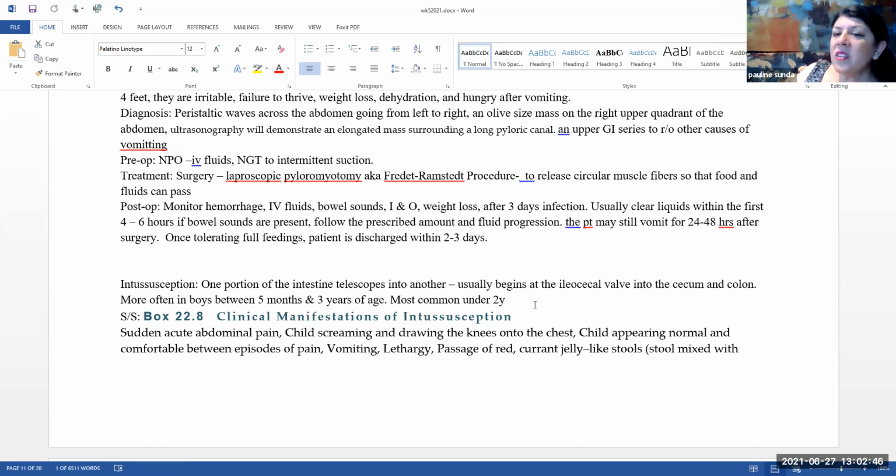It's not uncommon for the child to still have some vomiting 24 to 48 hours after surgery. Once they are tolerating full feedings, the patient then will be able to go home. This usually takes about 2 to 3 days.